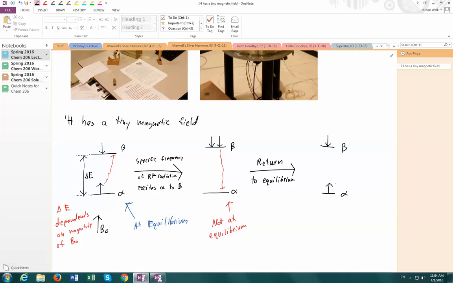Well, this delta E we know corresponded to RF radiation, and so delta E didn't change. And so now what's going to happen is we're going to release that RF radiation. And so when we return to equilibrium, our sample is going to emit some RF radiation. And so it ends up being that emitted RF radiation that we're going to measure in an NMR experiment. And so from here, we can measure this.